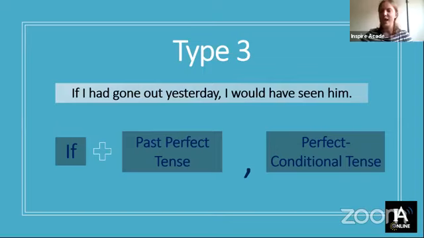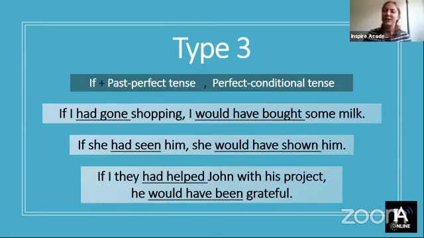Again, how we form this sentence, we use if plus the past perfect. That's this, I had gone. We use the past tense of have with our past participle. If I had gone, I would have seen him. This is our perfect conditional, I would have seen. Yesterday, it did not happen, but if I had gone, I would have seen him. So let's look at these examples again, but with a type 3 sentence.